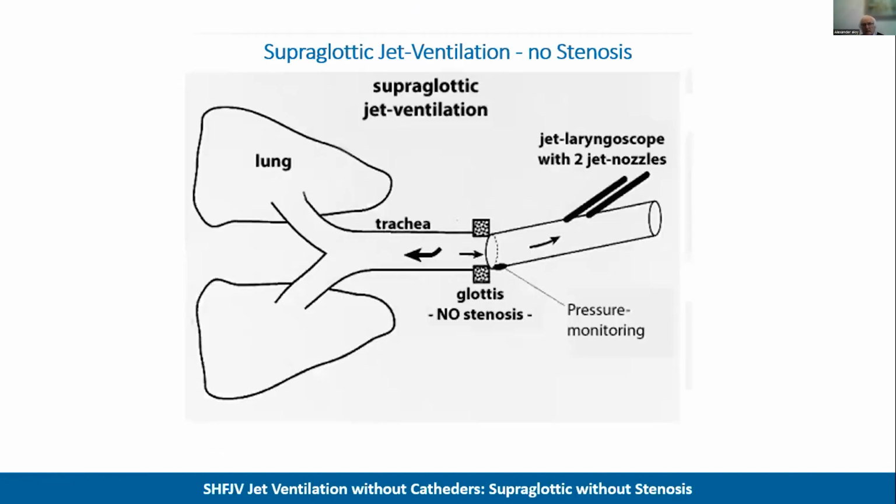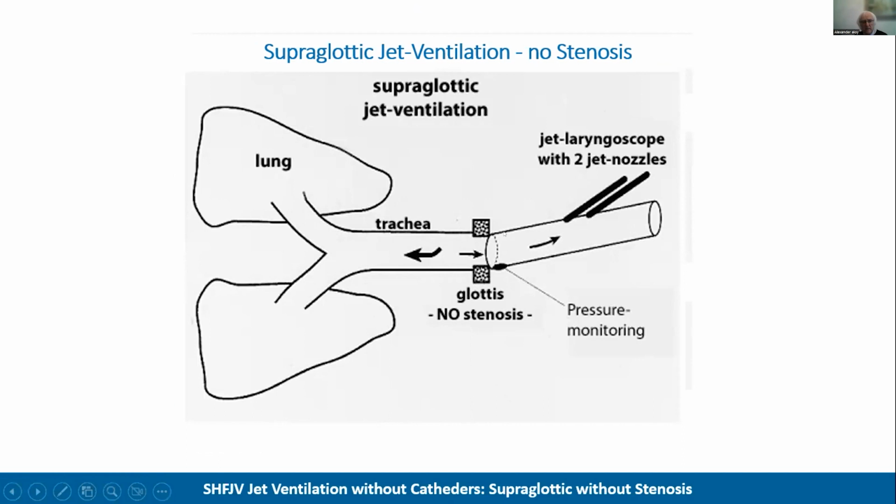And here you can see supraglottic jet ventilation without stenosis. This is the endoscope with the two nostrils. Then here on the top is the pressure monitoring. And when the glottis is open, it is no problem. It is very easy to ventilate these patients.